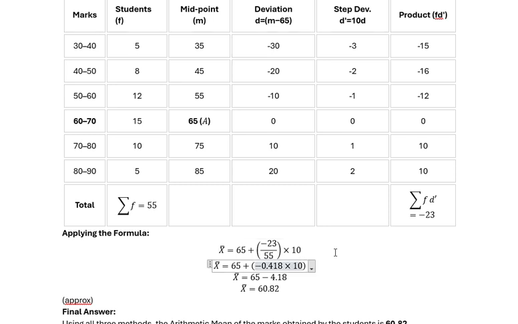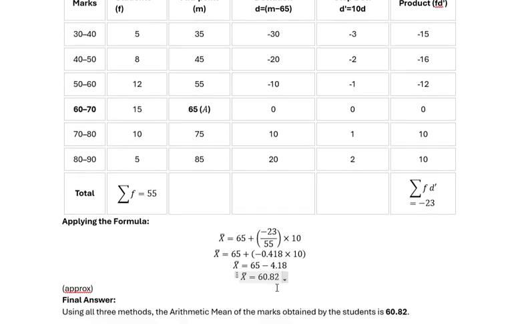After solving, after dividing and multiplying, you will get 65 plus, here, 4.18. So 65 minus 4.18 is 60.82. This is the approximate value you are getting. So using all three methods, the answer will be the same. There is very little chance that differences may come in the mean in any of the methods. Very rarely will a difference come, but there is a 99.9% possibility that all the answers will be the same.